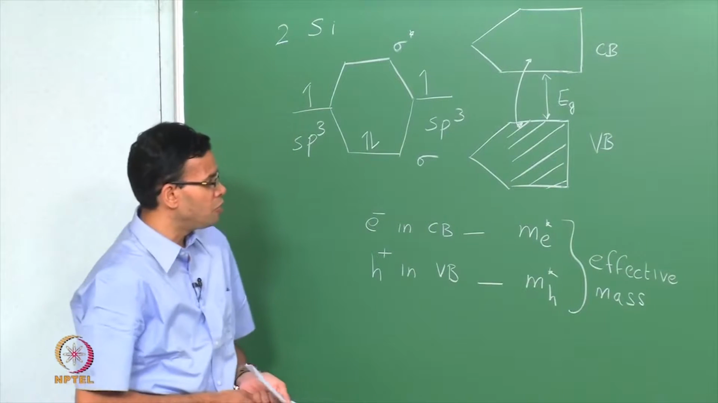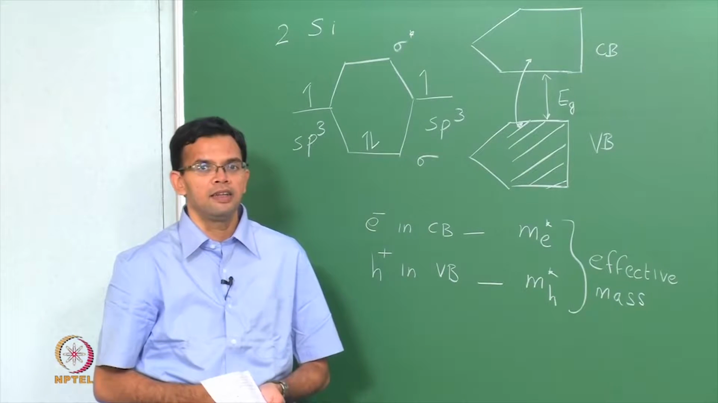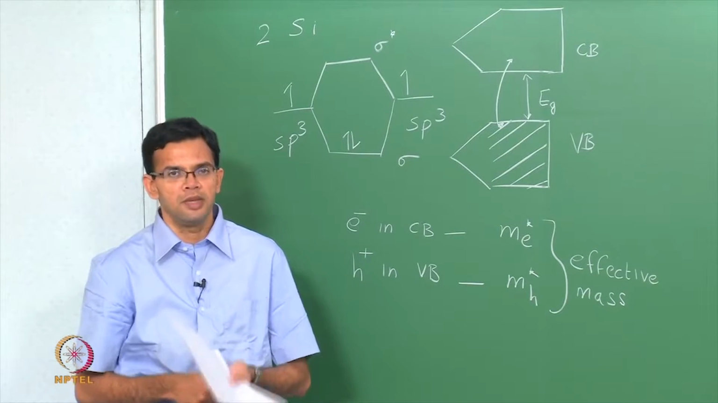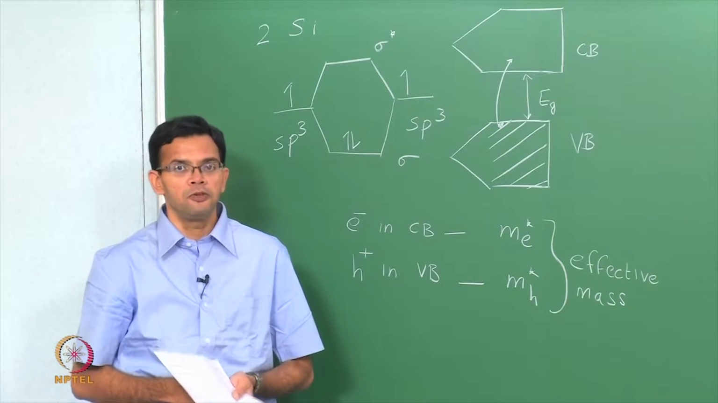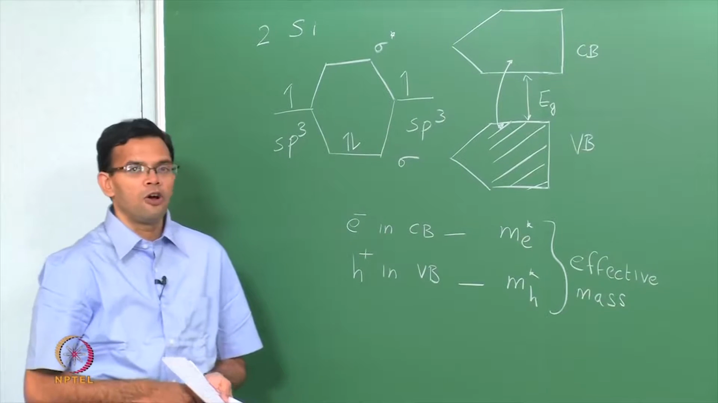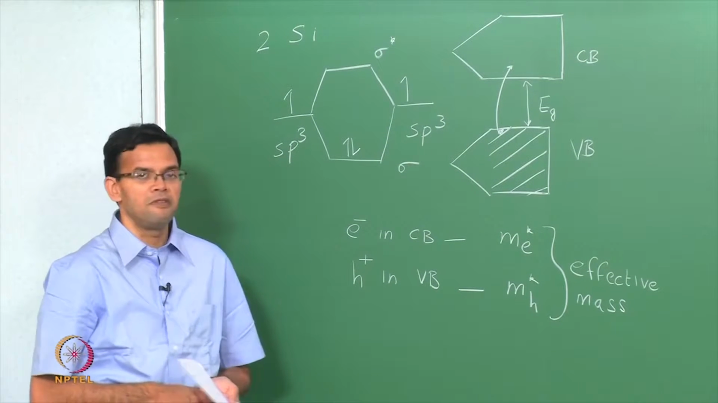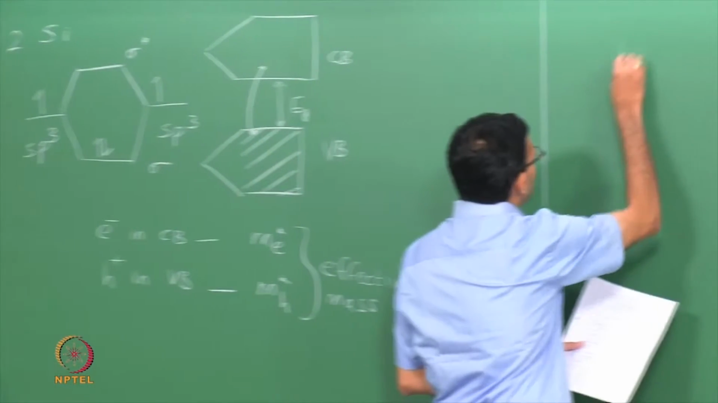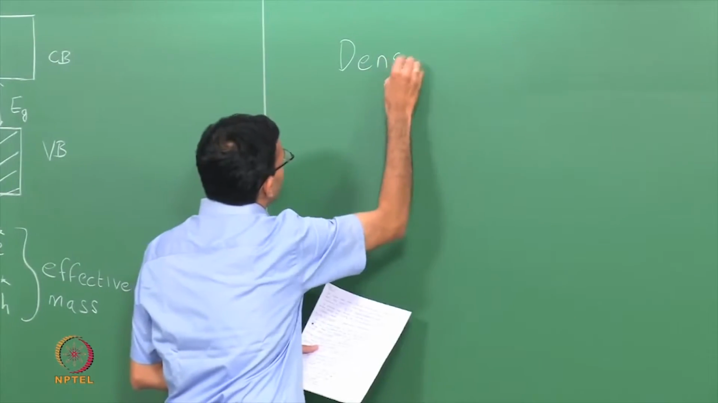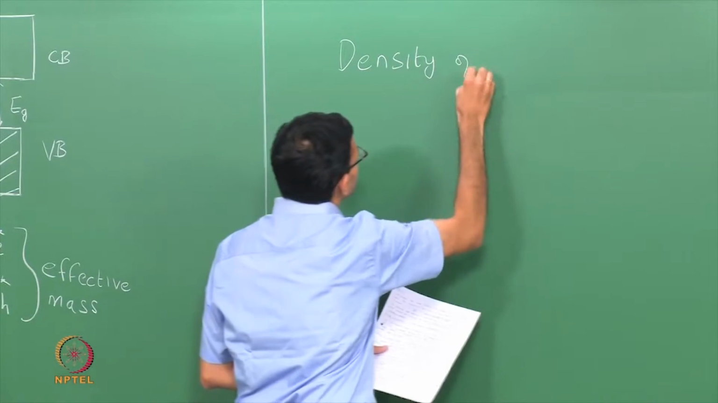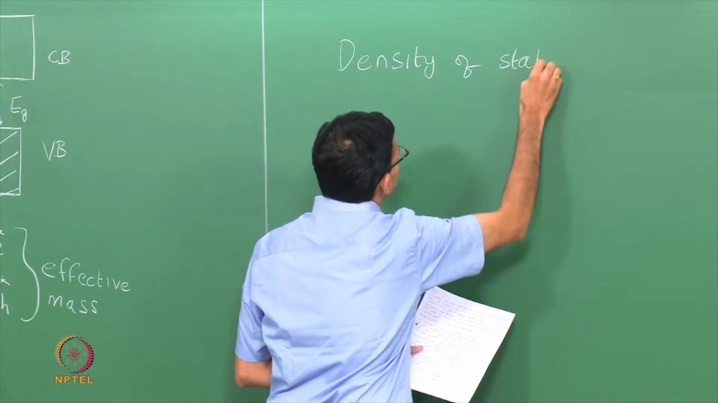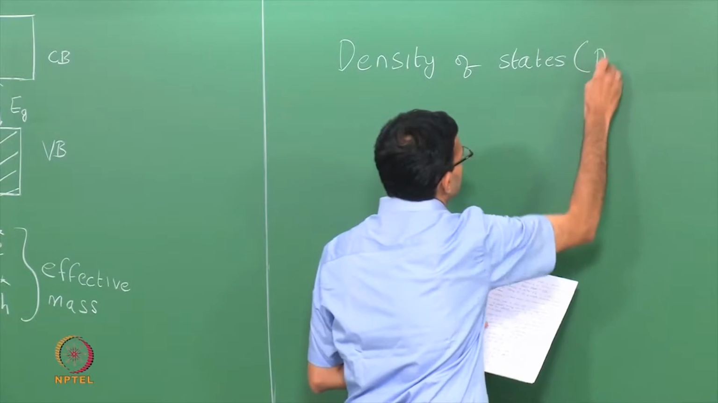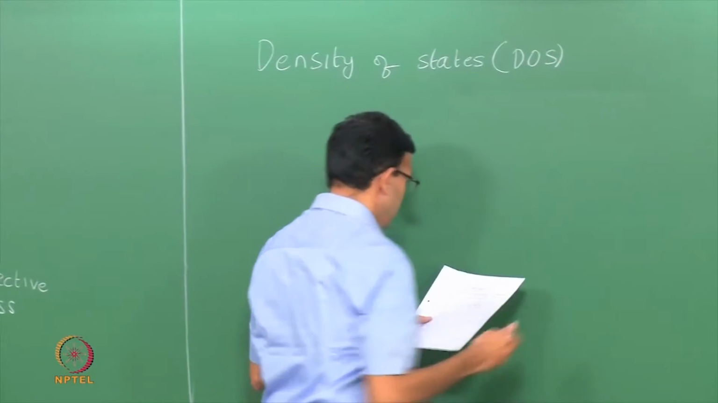So the next thing we are going to do is to try and calculate the number of electrons and holes that are available for conduction in a semiconductor. But before we do that, today we are going to talk about some concepts that we will use for these calculations. The first thing we are going to talk about today is called density of states. I will write this as an abbreviation, DOS.